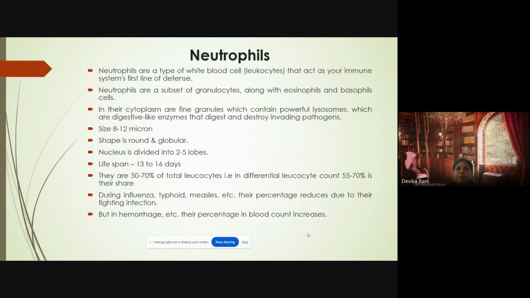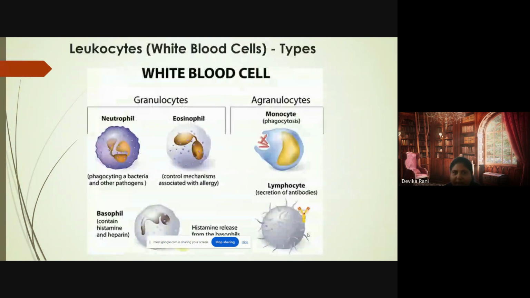Now we start with neutrophils. As we saw, this is a granulocyte. If you actually see, all the granulocytes have phil behind them, and the agranulocytes, in the end, have cyte. So this is how you can remember. And this question can be asked to you also. The granulocytes are neutrophil, eosinophil, and basophil with the phil in the end. And agranulocytes are monocyte and lymphocyte with this cyte in the end.